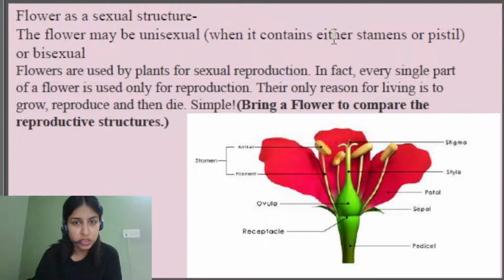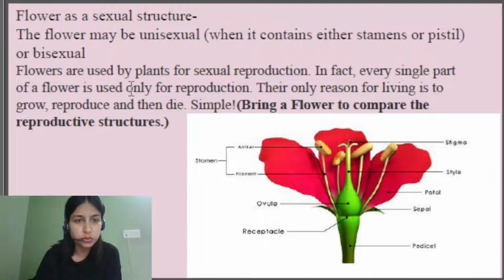Here stamens are the male reproductive part of the flower, and the pistil comprises the female reproductive part of the plant. And the flower may be bisexual as well. Now, as we have seen, in unisexual there is only one sexual structure present in the flower. But in case of bisexual, both the sexual structures will be present in the flower. That is, the stamens as well as the pistil, both will be there.